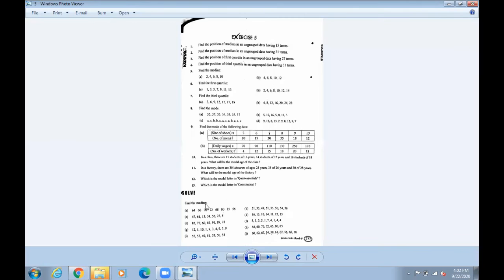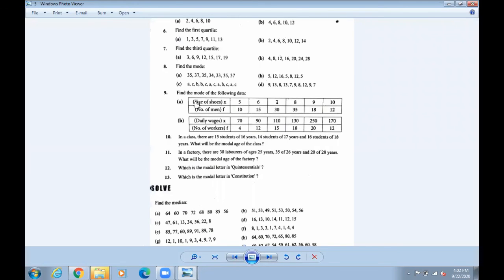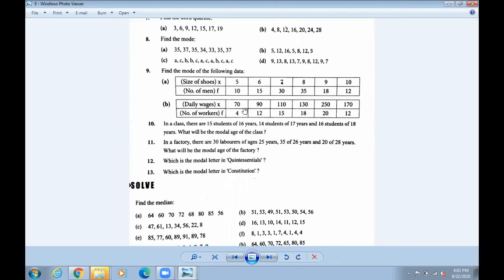So number 10, and number 9 also we need to do in a similar way. Number 9: find the modes. Which one is the highest repeated frequency? 35 is the highest repeated. So what is our mode? Mode is 8.